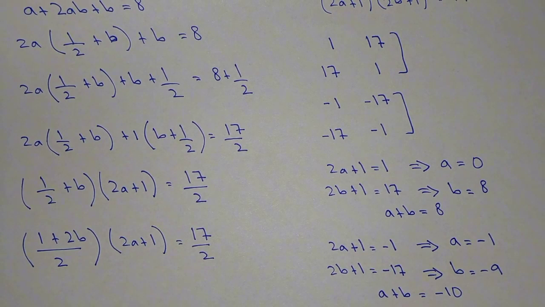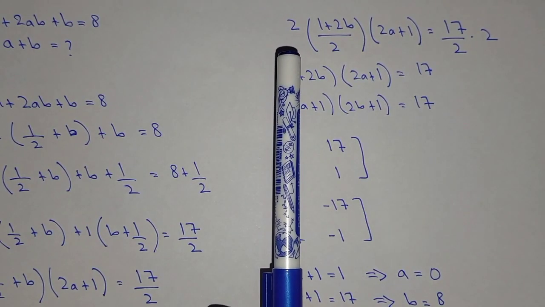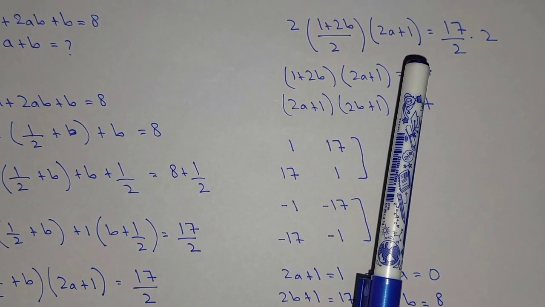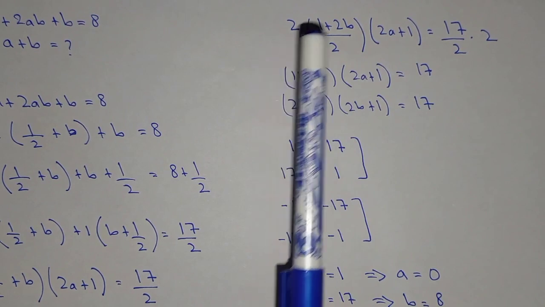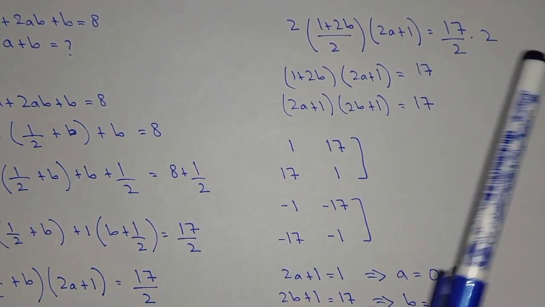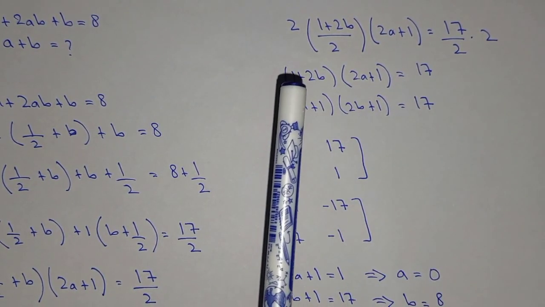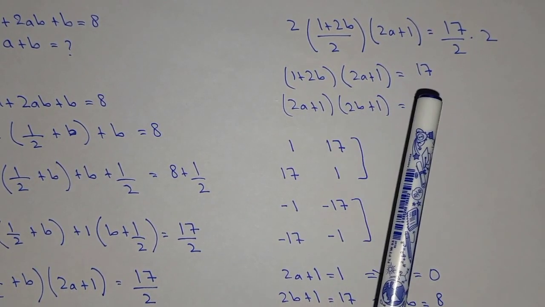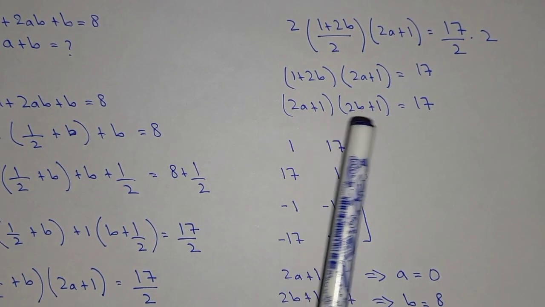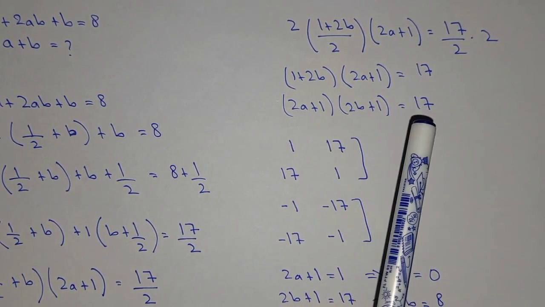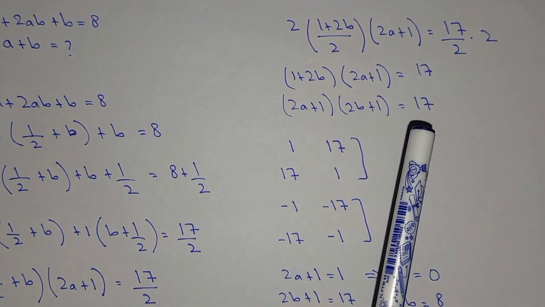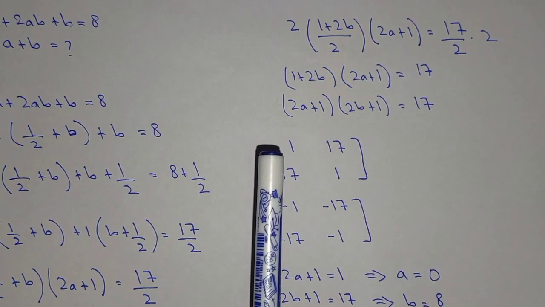Now multiplying 2 on both the sides, we have 2 into 1 plus 2b over 2, into 2a plus 1, equal to 17 over 2 into 2. So 2 will be cancelled, and here 2 will be cancelled. So we are left with 1 plus 2b into 2a plus 1 equal to 17, that is 2a plus 1 into 2b plus 1 equal to 17. Now here we know that 17 is a prime number, so the factors of 17 are 1 and 17.